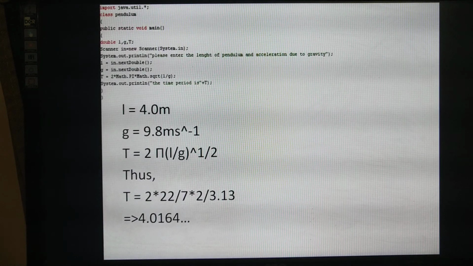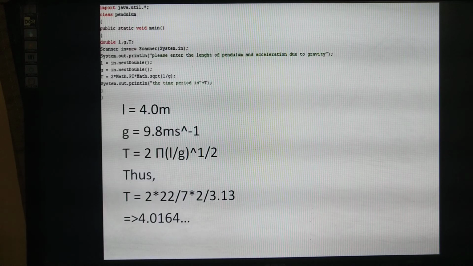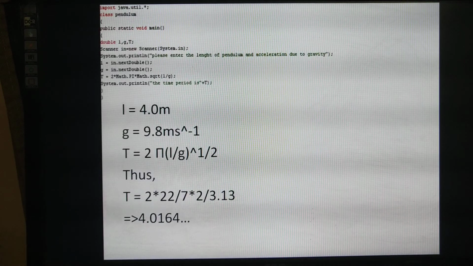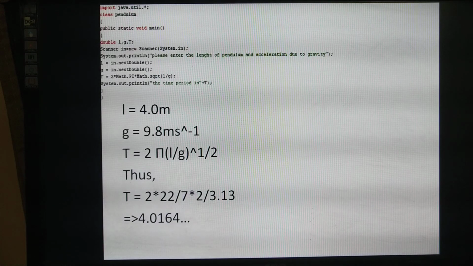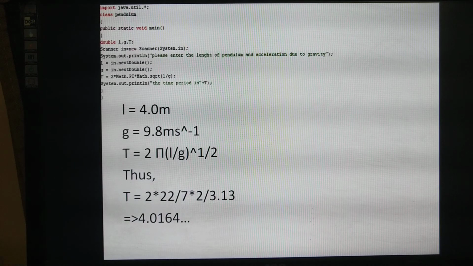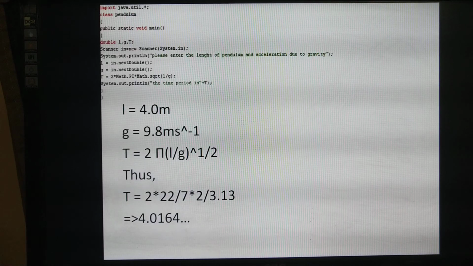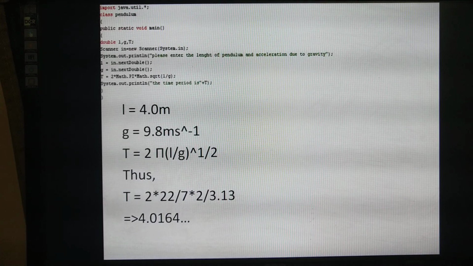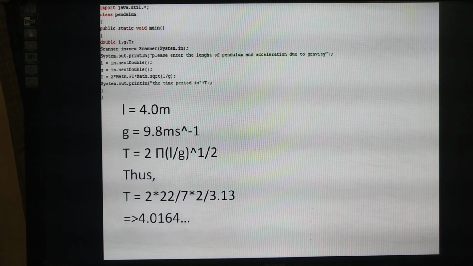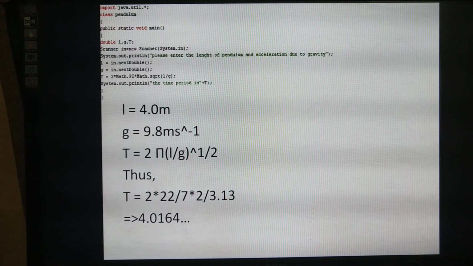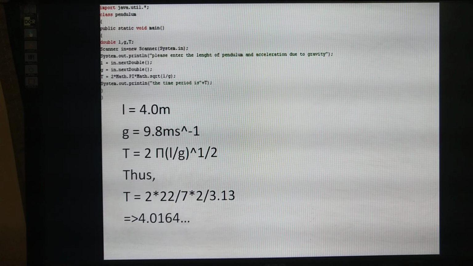Taking the example, suppose the user has input the value of L as 4.0, G as 9.8, and t will be 2 pi root L by G. Then t is equal to 2 into 22 by 7 into 2 by 3.13. We have just, you know, 3.13 is the root of 9.8. Now 4.0164 something will be the answer, in seconds.